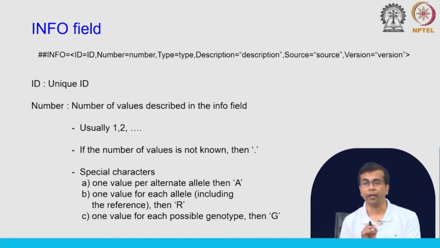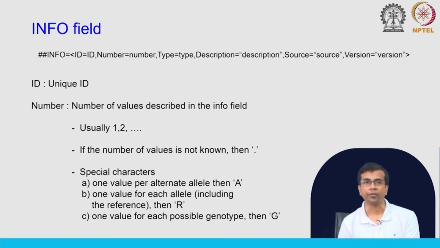Now, this may vary, right, because if you have 3 alternate alleles, you would expect 3 numbers. If you have 2 alternate alleles, then you will see 2 numbers. So, that is how A is actually more relevant rather than specifying the exact number, because we do not know the number of alleles for each variant. So, this number of alleles can vary for each variant.